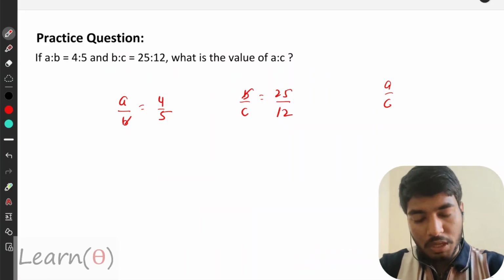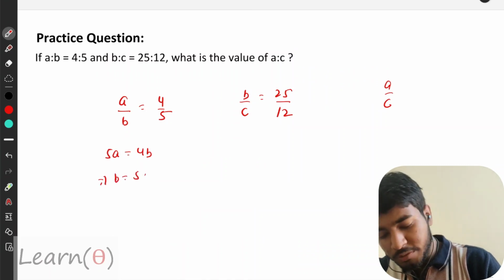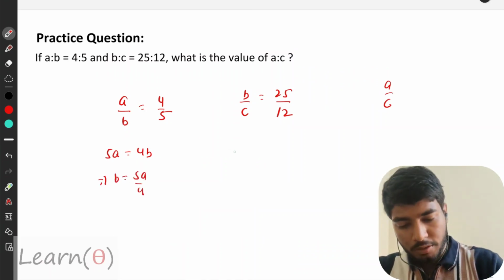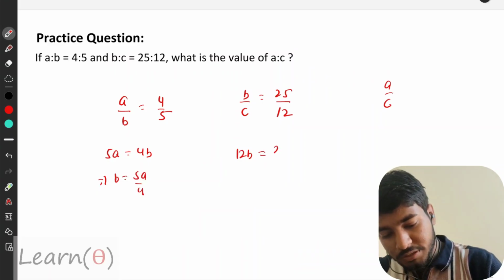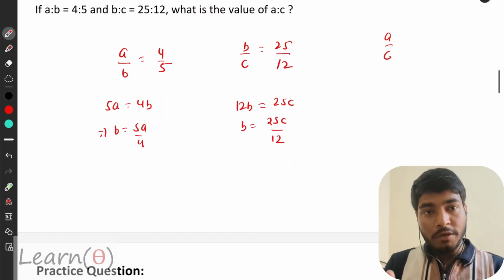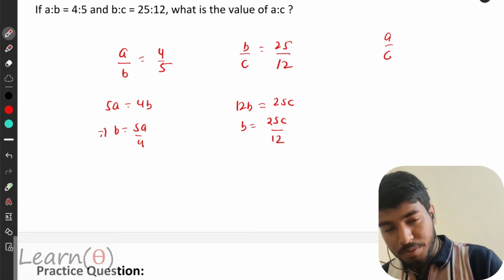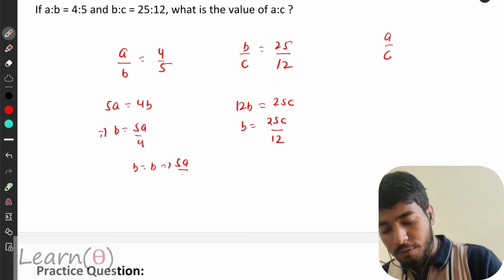So how to do this? Can I say here that 5a is equal to 4b, therefore b is equal to 5a by 4? And here I can say 12b is equal to 25c, therefore b is equal to 25c by 12. Since b is having a value of 5a by 4 and also a value of 25c by 12, therefore 5a by 4 is equal to 25c by 12.